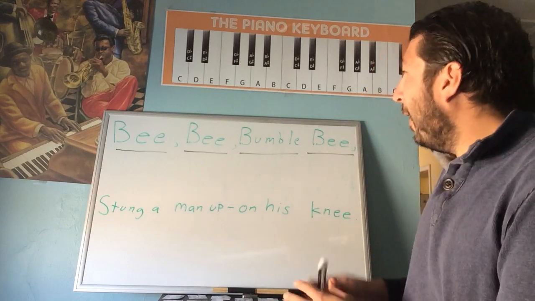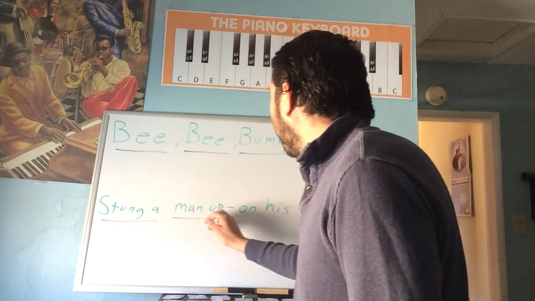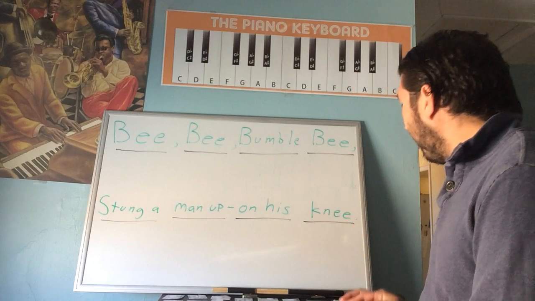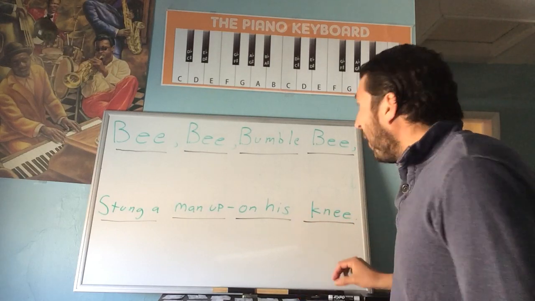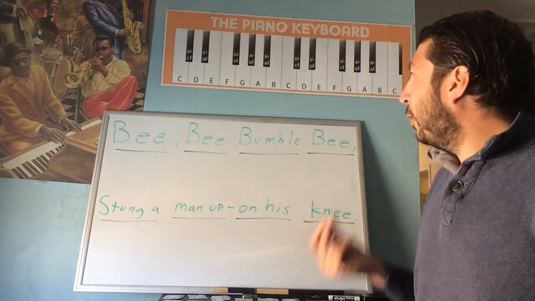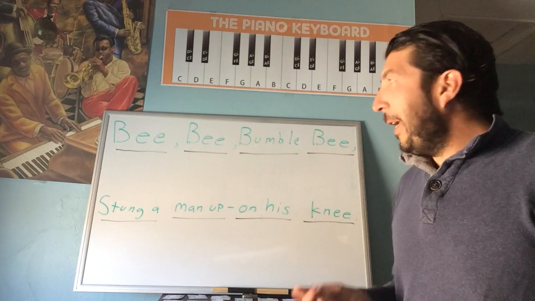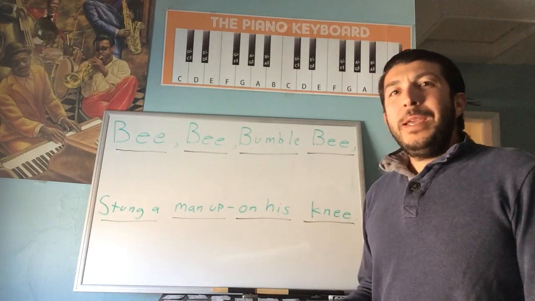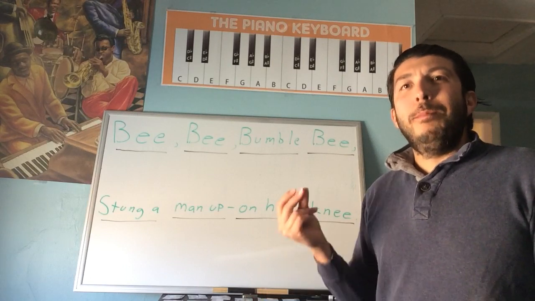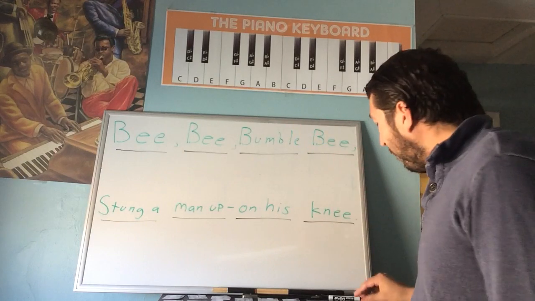So I'm going to draw a line. That's 1 beat. That's another one. That's 3. And that's 4. Let's try the whole thing together. Tapping. I'm going to count to 4 and we'll do the whole thing. 1, 2, 3, 4. Bee, bee, bumblebee stung a man upon his knee. Good. So 4 on top, 4 on the bottom.